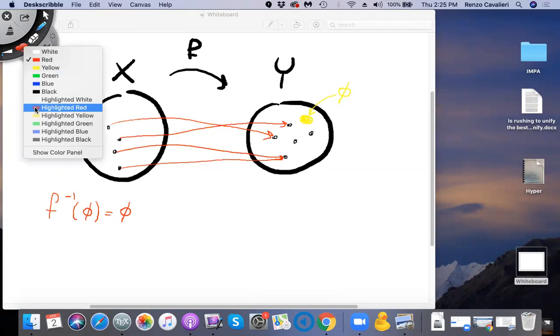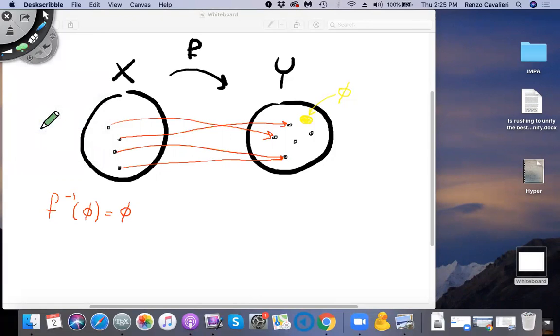It is possible that there are other sets whose inverse image is the empty set, right? So if I take this one to be my u, then f inverse of u is also the empty set, because there are no elements of X that F maps to elements of U.